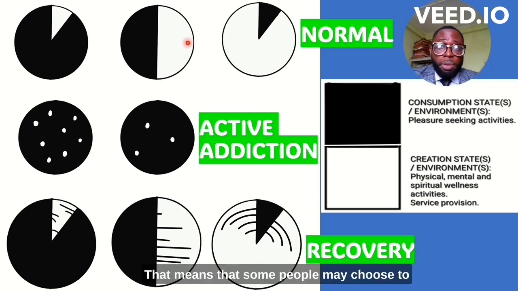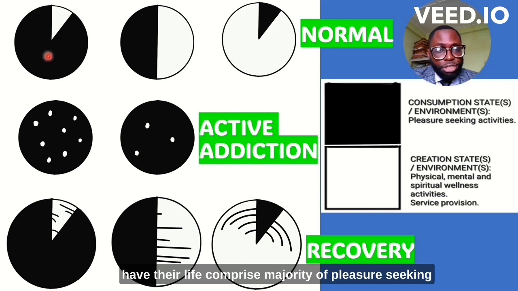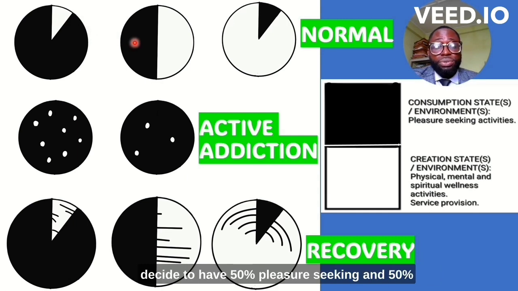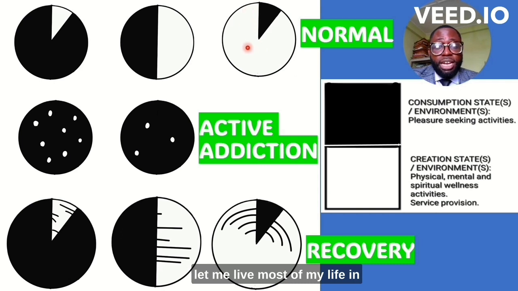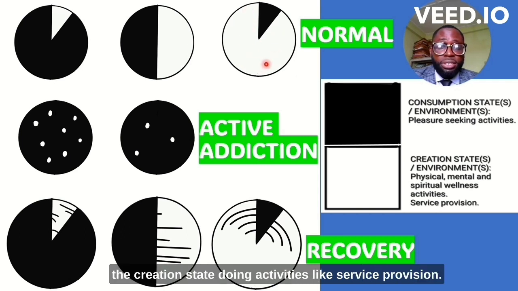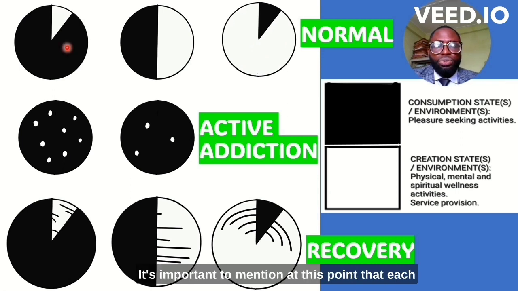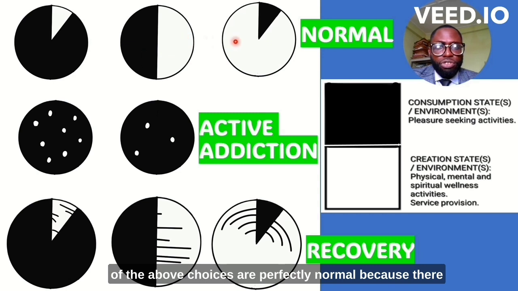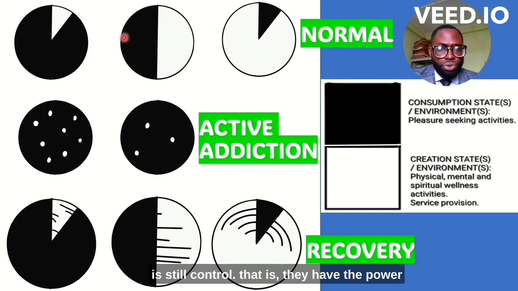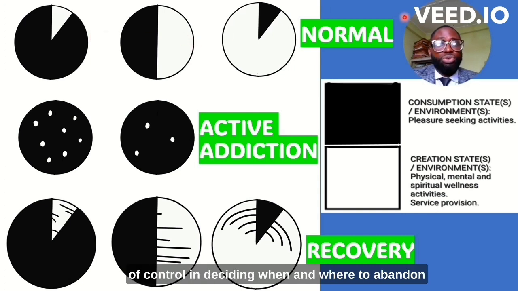That means that some people may choose to have their life comprise a majority of pleasure seeking and less of responsibilities. While another group might decide to have 50% pleasure seeking and 50% being in the creation state. And the third group may say, oh well, let me live most of my life in the creation state, doing activities like service provision, activities that are targeted at the physical, mental, and spiritual well-being, and then a minority of pleasure seeking. It's important to mention at this point that each of the above choices are perfectly normal because there is still control. That is, they have the power of control in deciding when and where to abandon one state for the other.